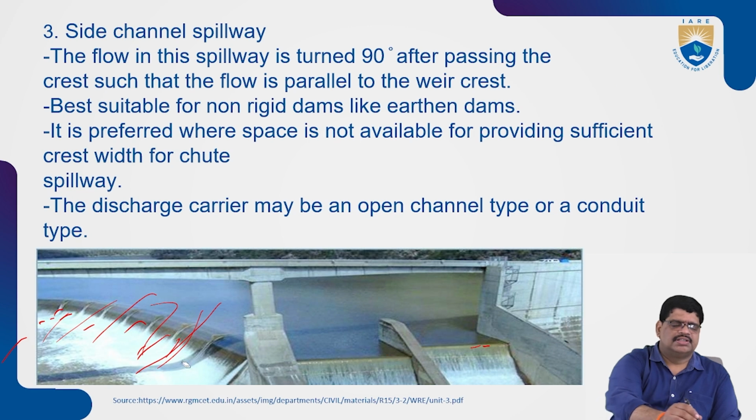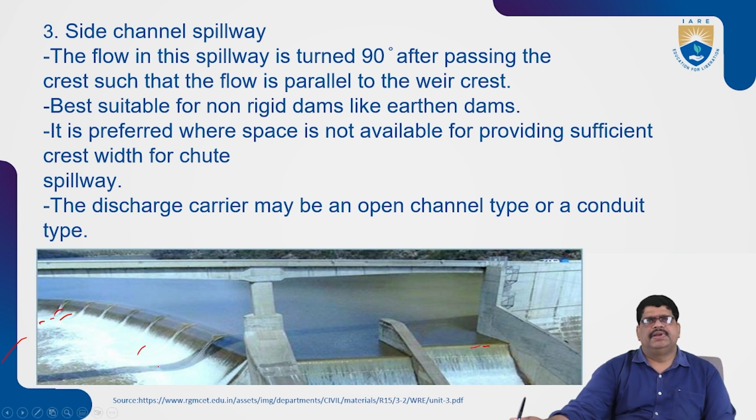Side channel spillway can be provided. The flow will be at 90 degrees, passing the crest, parallel to the crest. The best suitable example is earthen dams. In earthen dams, where space is not available, it cannot be provided in the usual position. In such cases it can be provided at the side, taking another position for the construction of the spillways.